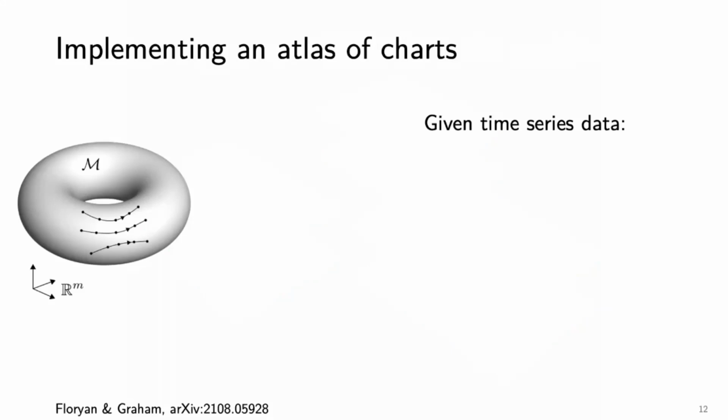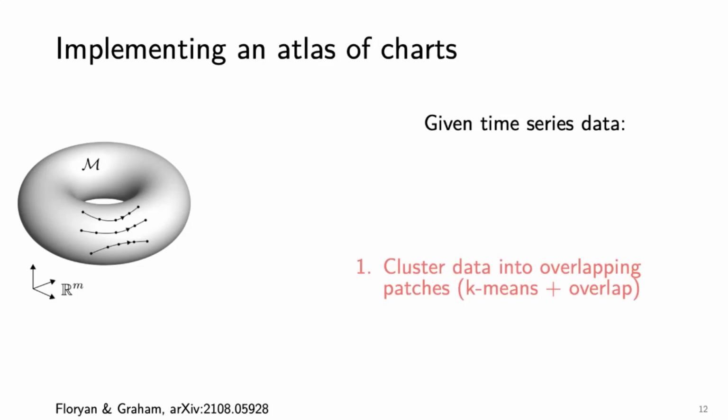So this is how we're going to implement this idea of an atlas of charts. We'll assume that we're given a time series of data. It can be either one long time series or several sets of smaller time series. And we'll assume that the data lie on, or at least close to, a manifold. Then we follow a 3-step procedure. In the first step, we cluster our data into overlapping patches.